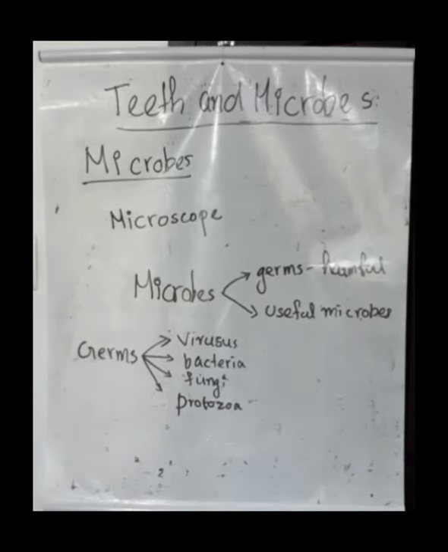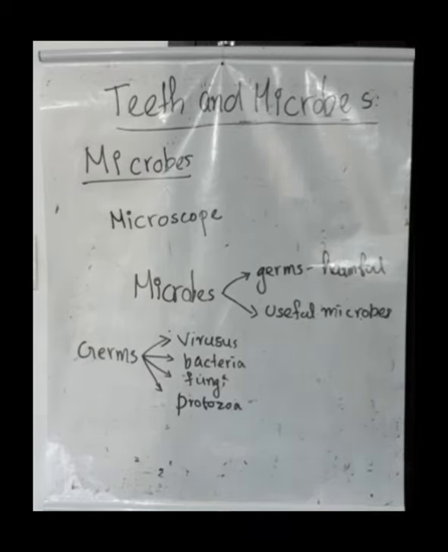Anyway, let us see their shape and what they are doing to the human body also. Let us discuss what we have discussed till now: microbes, microscope, different types of microbes and the different types of germs. Microbes means the smallest living things that cannot be seen by your naked eye. A microscope is the device that is used to see the microbes.